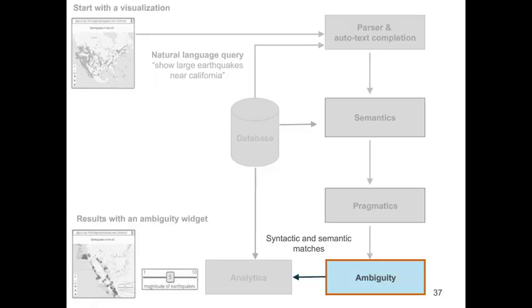Natural language queries can inherently be ambiguous due to syntactic and semantic variations between the user's mental model and the system's model. We expose the ambiguity and enable the user to correct default choices through simple widgets provided in the interface.